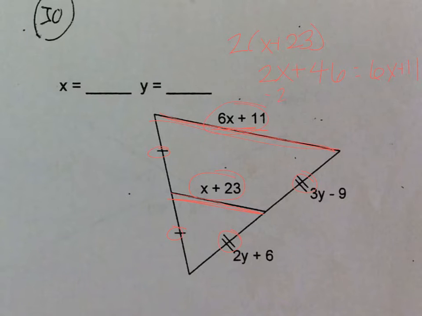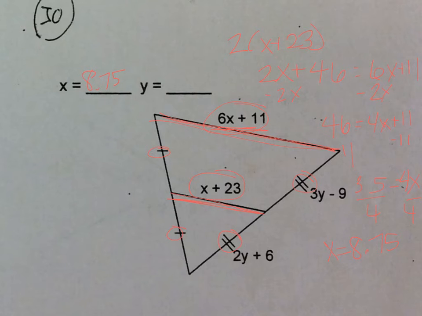So we can move our 2x over by subtracting it. And then we can subtract 11 over. 6 minus 1 is 5, 4 minus 1 is 3. And divide both sides by 4, and 35 divided by 4 gives us 8.75. So x is 8.75.